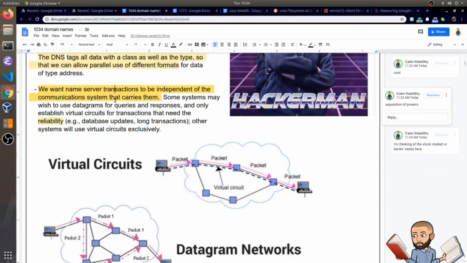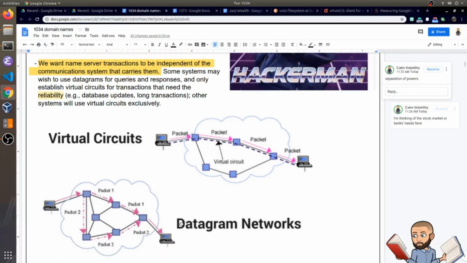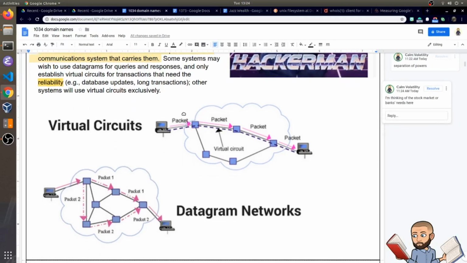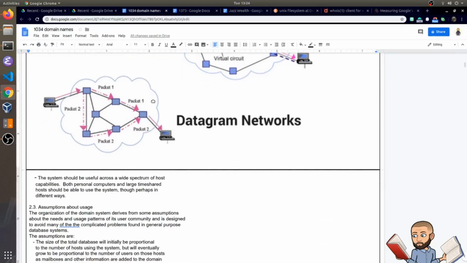Here we want name server transactions to be independent of communications systems that carry them. So if we're talking about datagram networks, datagram systems, or virtual circuits, sometimes you need these for reliability, which makes me think about maybe banks or stock market transactions. They're saying regardless of the transaction type, DNS can still be used.